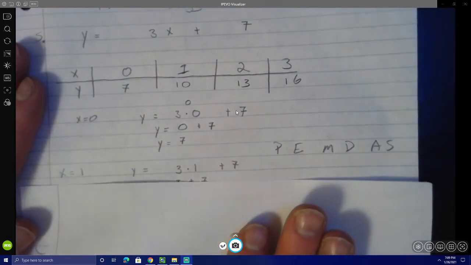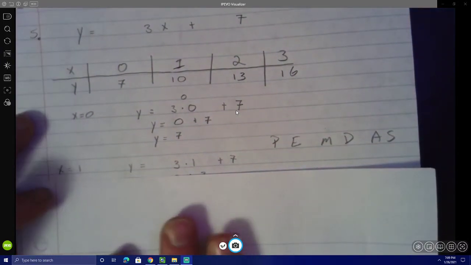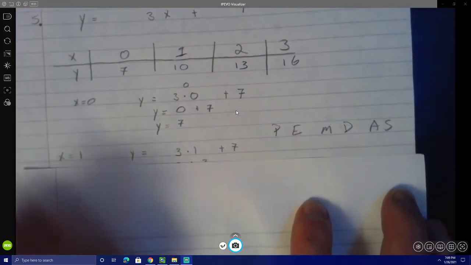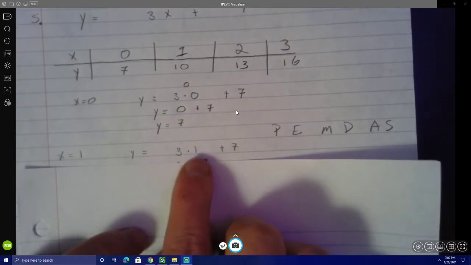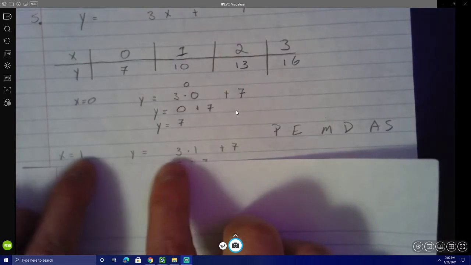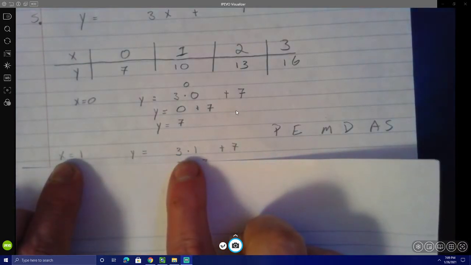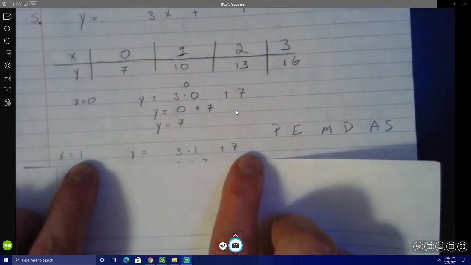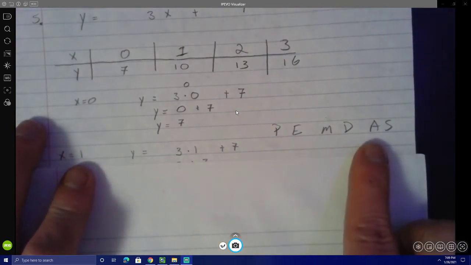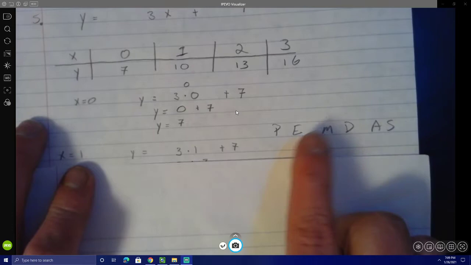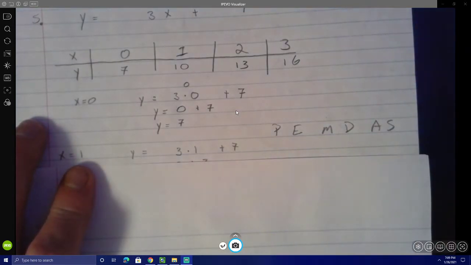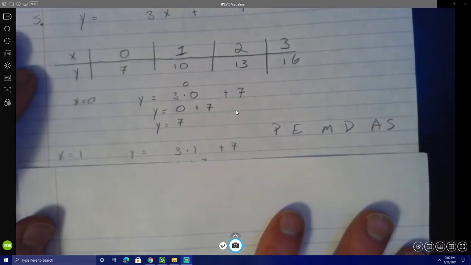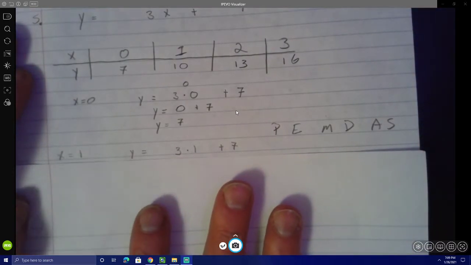So from there, I plugged in x equals 1 into that equation. Remember, I had y equals 3 times x, but I did my substitution, and I said x is equal to 1. So I have y is equal to 3 times 1 plus 7. Remember PEMDAS. Parentheses, exponents, multiplication, division, addition, and subtraction. We're going to see that throughout math as we go along, but this is just another example of it being brought up.